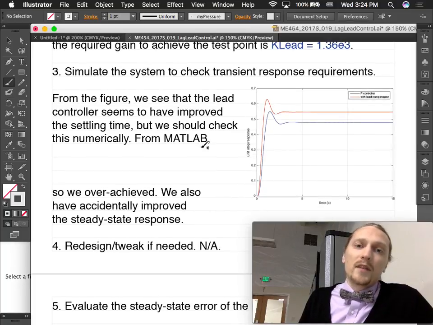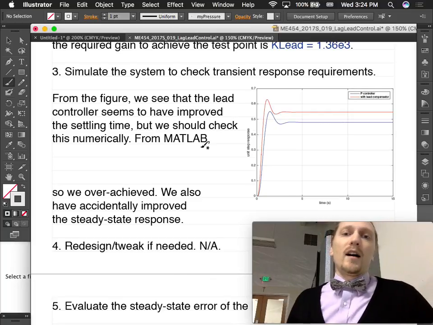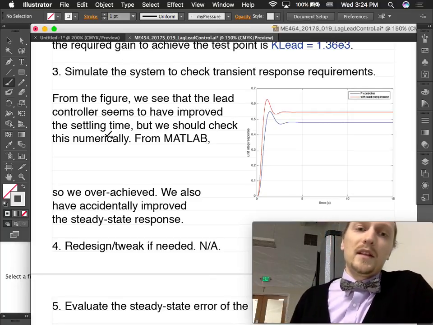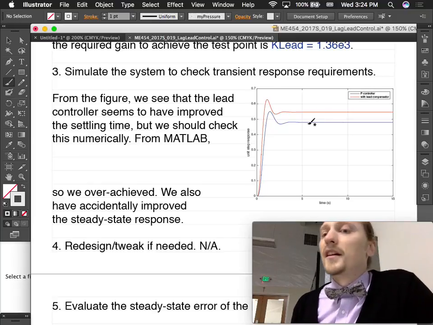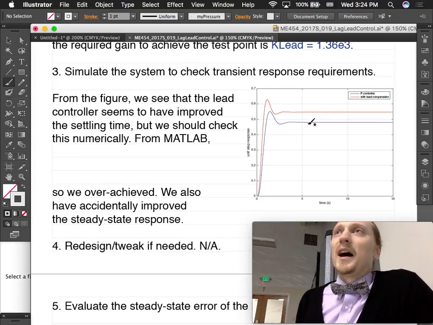So from the figure, we see that we need to have some improvement in steady state error. We had a little bit of accidental improvement in settling time with the lead compensator, but that was an accident.